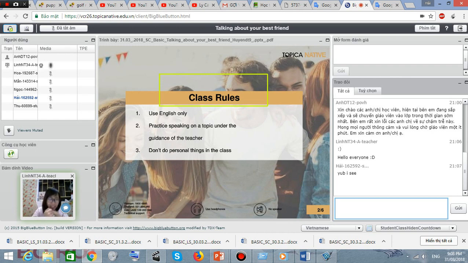Italian, Japanese, French, that language, just use English. The same one, practice speaking on a topic under the guidance of a teacher. You move on one by one part from this part to the next part. And the last one, don't do personal things in the class. I mean, you don't sleep, don't eat, etc.